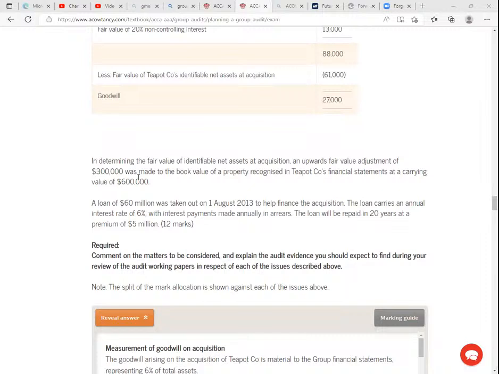The loan carries an annual interest rate of 6% with interest payments made annually in arrears. The loan will be repaid in 20 years at a premium of 5 million. So required, comment on the matters to be considered and explain the audit evidence you should expect to find during your review of the audit working papers in respect of each of the issues described above.